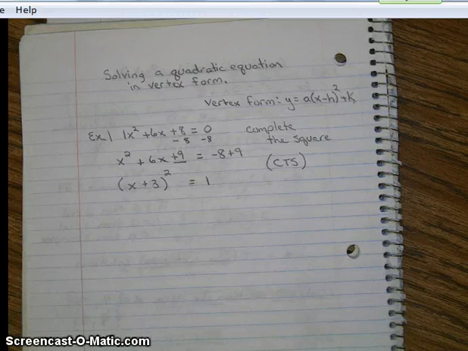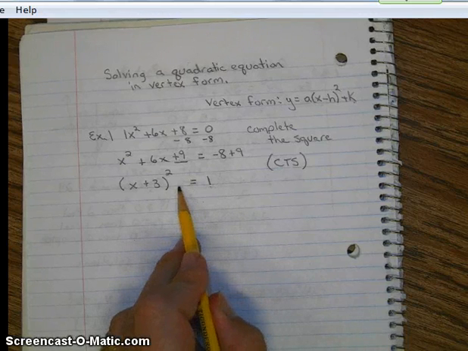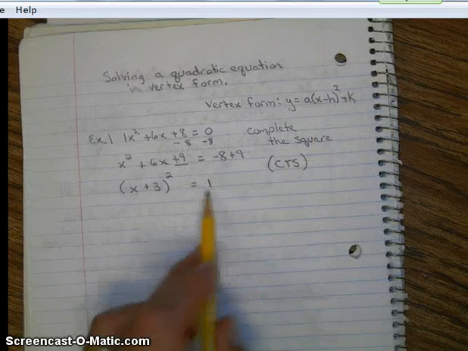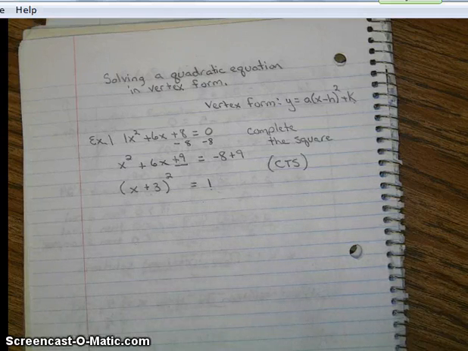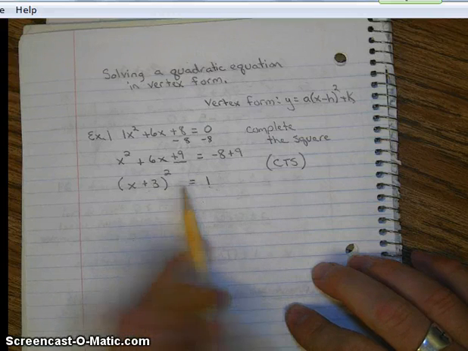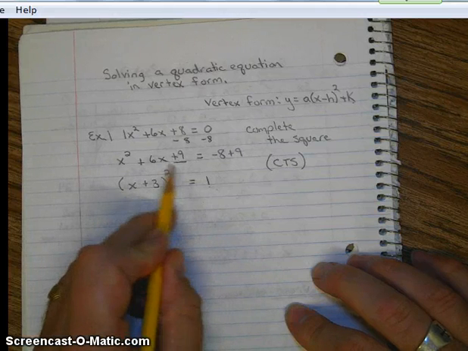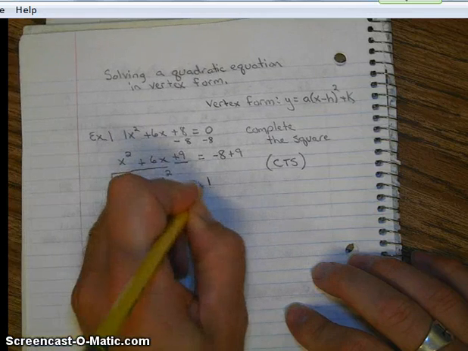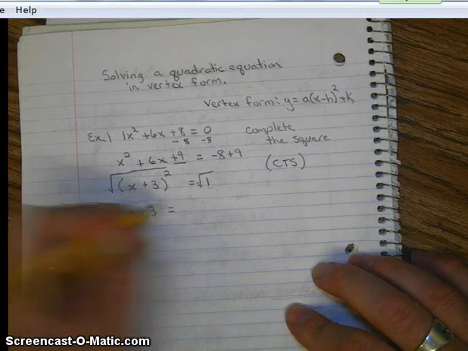Then, at this point, normally we would subtract the 1 and move it back over. But we're close enough to vertex form right now that we can go ahead and solve this equation for x. So you don't have to move the 1 back over here. Solving for x, first thing we want to do is cancel out the square. So we're going to square root both sides. We get x plus 3 equals the square root of 1.